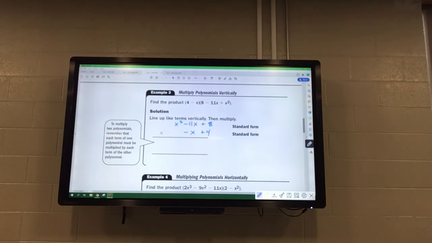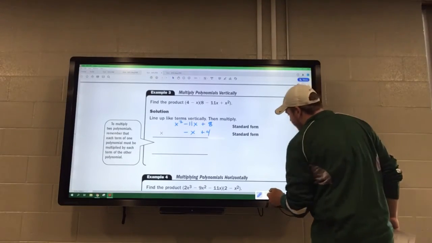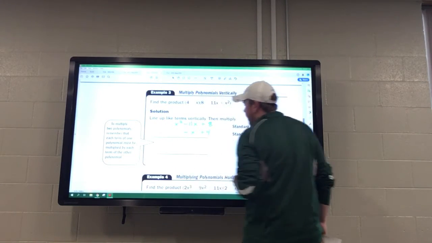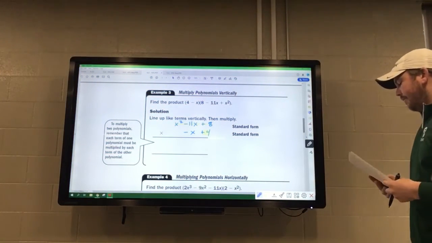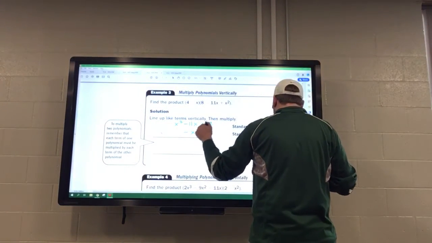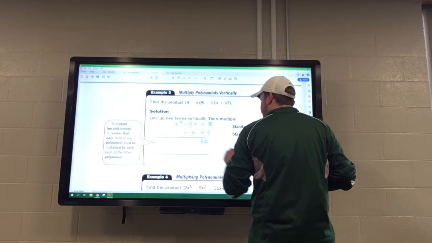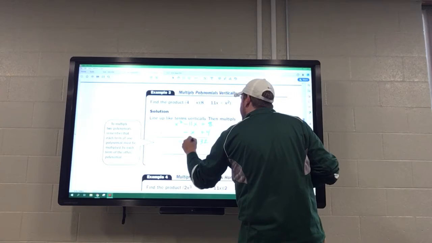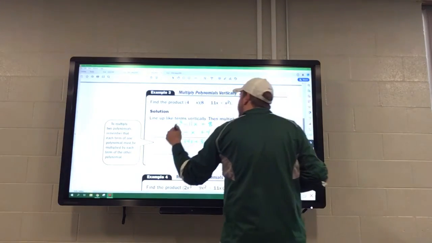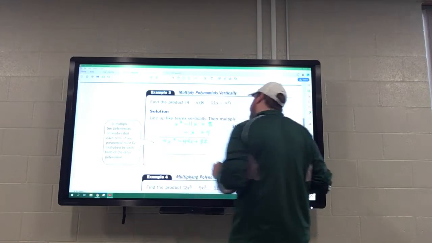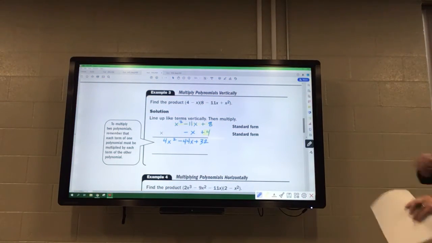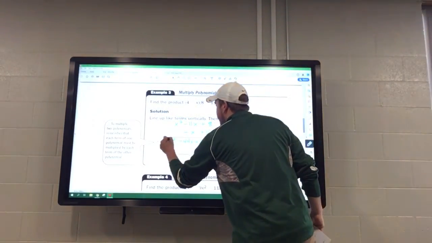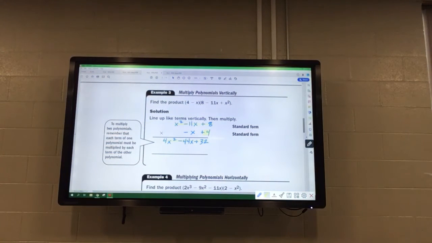Now here's what we're going to do. Just like you may have multiplied numbers in the past, we're going to take the 4, and we're going to multiply it by everything. So let's do that. 4 times 8 is 32. 4 times negative 11x is negative 44x. And 4 times x squared is 4x squared. So if I multiply 4 by x squared minus 11x plus 8, I end up with 4x squared minus 44x plus 32.